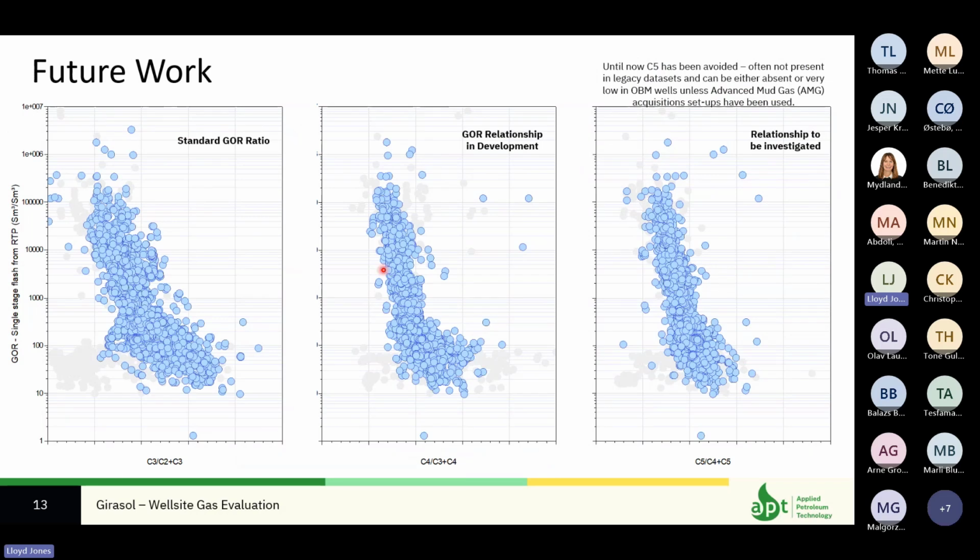So just a quick note on some of the future work that we're doing within APT. So we're currently using a ratio of propane to ethane to predict GORs, and that's the plot on the left-hand side here. But if you've got some confidence that your C4 and C5 data are accurate, and in legacy data sets, this is often not the case, or if you're using a standard mud gas system and a non-heated gas trap, the C4 and C5 gases are often in very low amounts and unrepresentative of what the actual formation fluid is. So using a ratio of butane to propane and a ratio of pentane to butane, you can see a tighter clustering of a GOR trend through the three plots, and this is something we're looking at the moment.